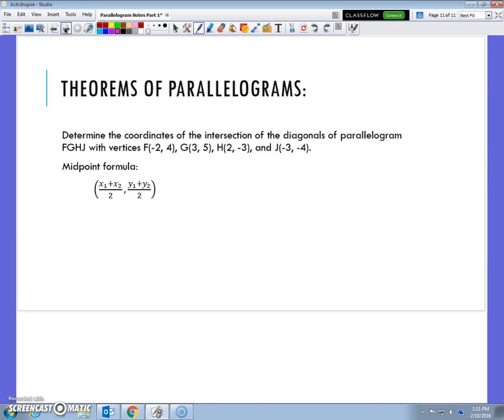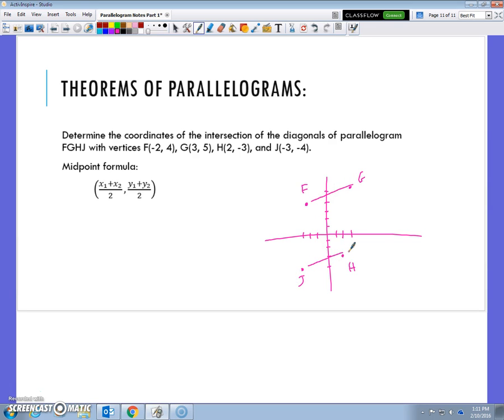It says determine the coordinates of the intersection of the diagonals of a parallelogram. I'm just going to draw a sketch. I don't really need a sketch to solve this problem, but I'm going to draw one so we have a nice visual. There's (-2, 4), (3, 5), (2, -3), and (-3, -4). So there's my F, G, H, and J in my parallelogram.